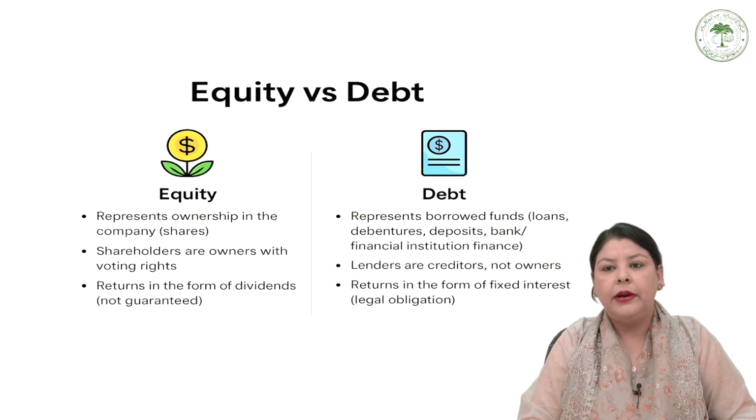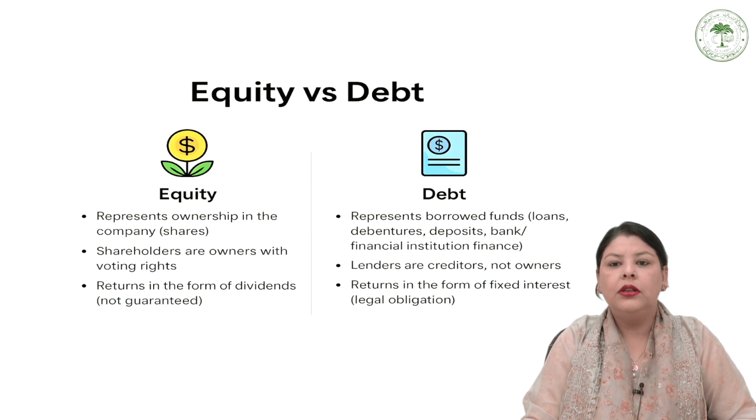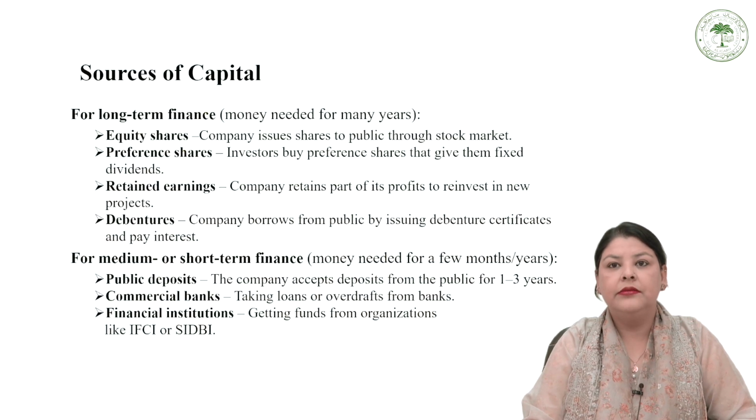Next, we are going to learn about the ways through which a company can raise capital. The first one is through equity. It refers to a company's own funds. It represents ownership where shareholders hold voting rights. Their return comes through dividends, but these are not guaranteed. The second one is through debt, which means borrowed funds like loans or debentures. Thus, equity is ownership with uncertain returns, while debt is borrowing with fixed obligations.